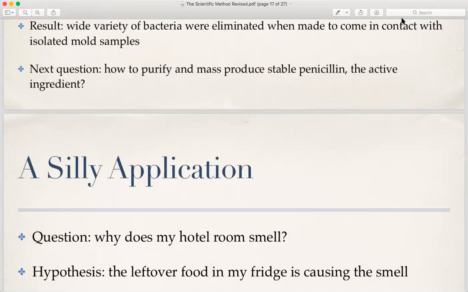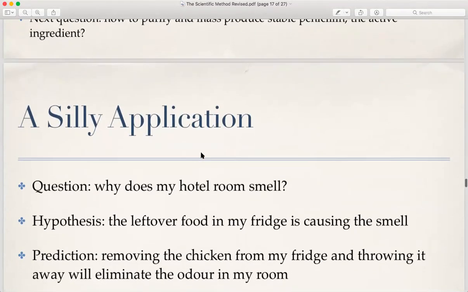Again, this is a silly application of it, and I'm not even sure if that makes logical sense. But the prediction that I made was that removing this particular food item from my fridge and throwing it away, and removing it from my room altogether, should eliminate the odor in my room.